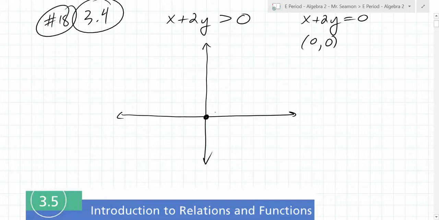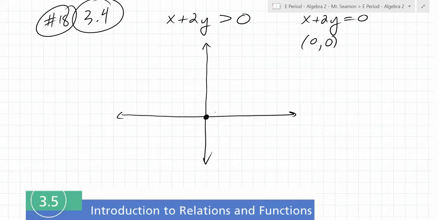So if we need another point, how do we get another point? There's lots of different ways to get a second point. What's another way to get another point? If x is 0, you have 2y equals 0. 2 times what equals 0? 0. So it's 0, 0. So when y is 0, what's x? X equals 0. It goes through the origin.